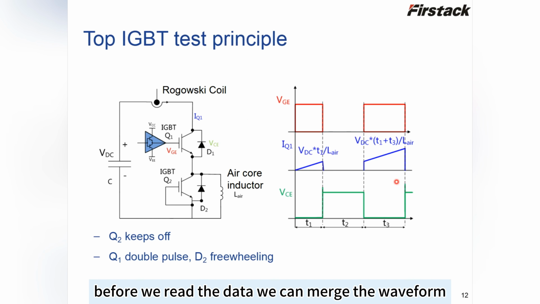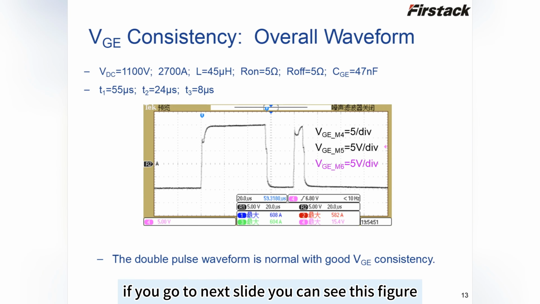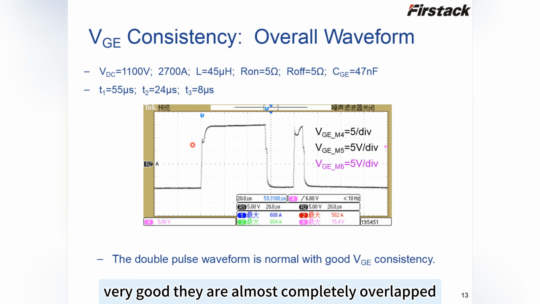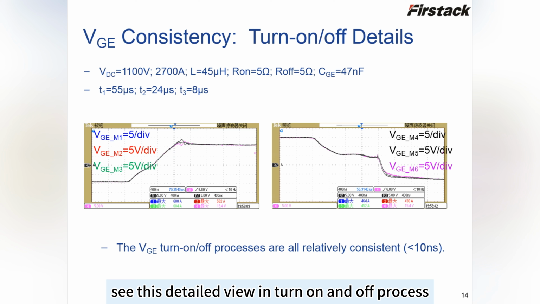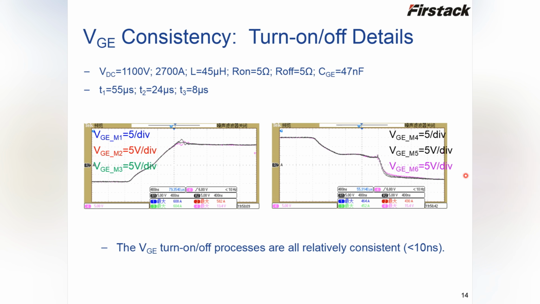Before we read the data, we can first merge the waveforms together. If you go to the next slide, you can see this figure. From this general view, we can find that the consistency of the gate signal is very good. They are almost completely overlapped. In this slide, we can see a detailed view of the turn on and off process. There is some signal delay, but within 10 nanoseconds, we would say it is acceptable.